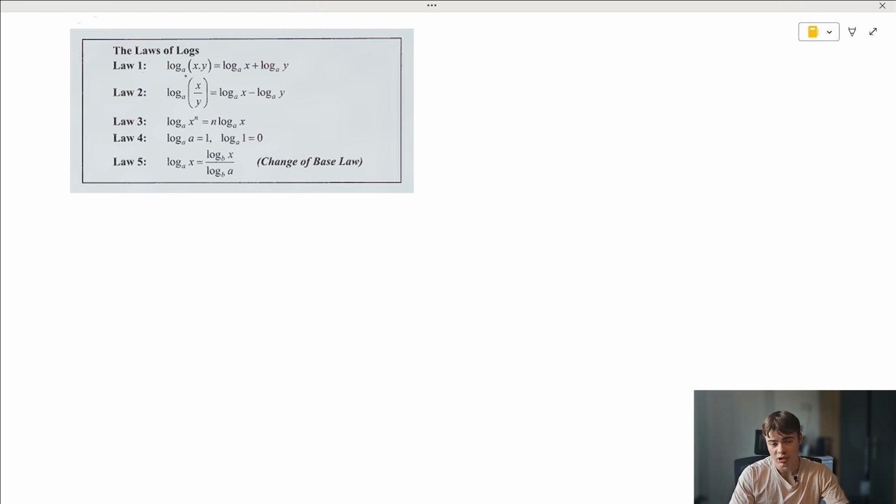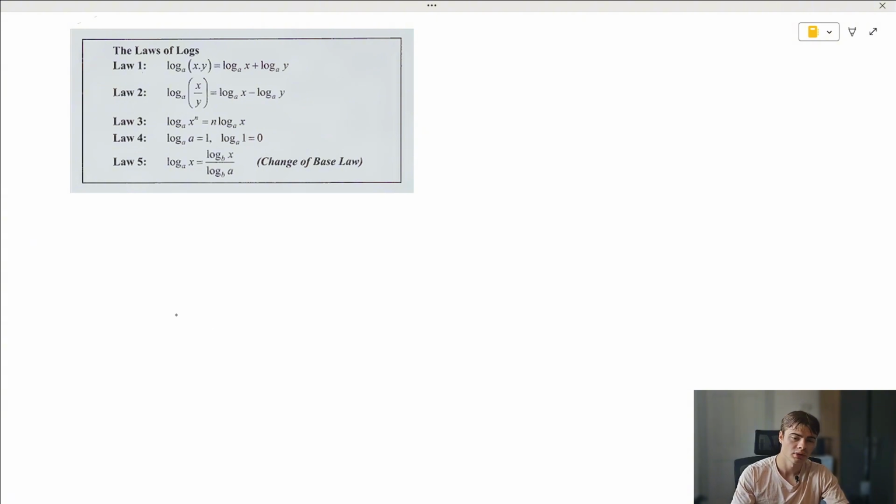Log of x multiplied by y is log x plus log y. Log of x over y is log x minus log y. Log of x to the power of n to base a is n log x. What happens is you can take the power of x outside of the log. So you have x to the power of n, you take the power outside of the log, and now it's n log x. Log of a to the base a equals 1.